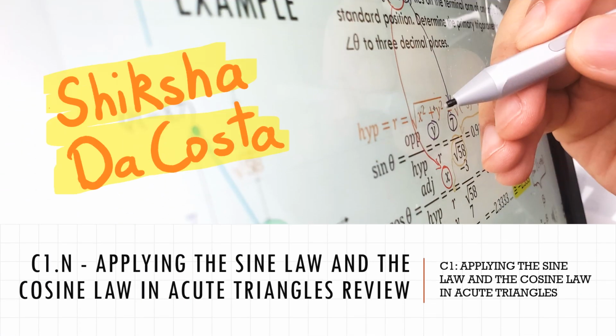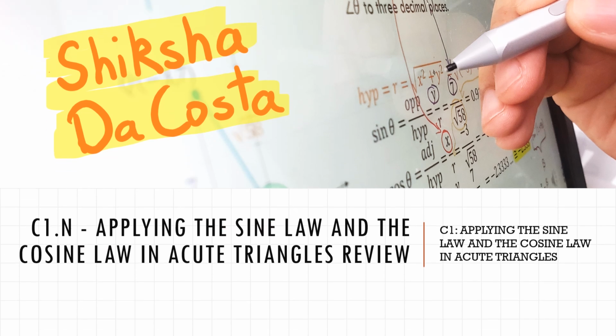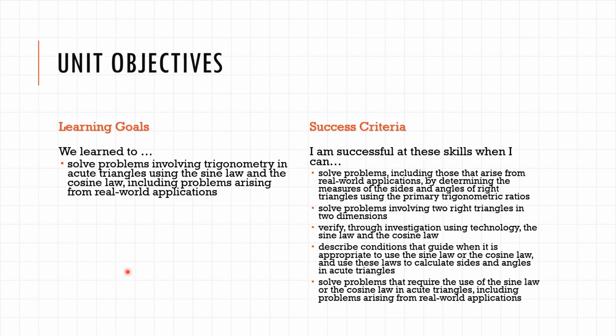Today we're going to review our unit on applying the sine law and the cosine law. So in this unit, we learned how to solve problems that involve a field of math called trigonometry, which is all about triangles. We stepped up our game, and by the end of the unit, we were able to solve triangles that have acute angles, not just right triangles, using these two special laws, the sine law and the cosine law. And we saw how those showed up in the real world as well.